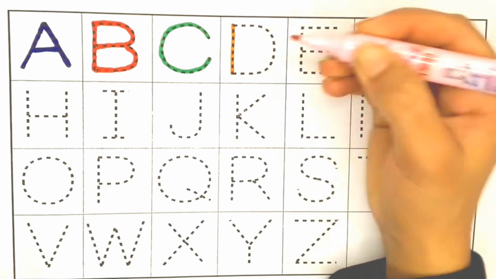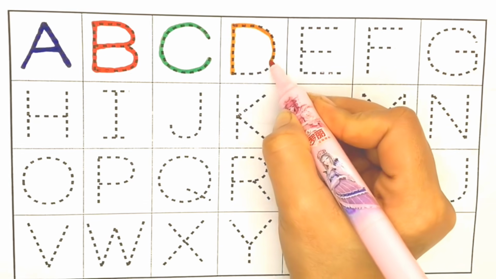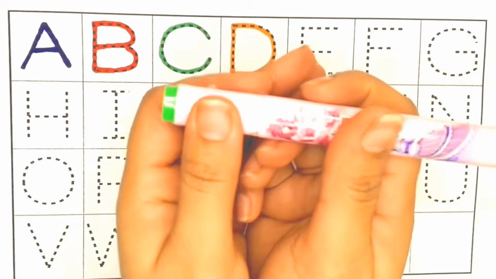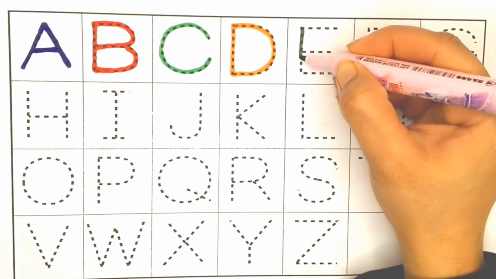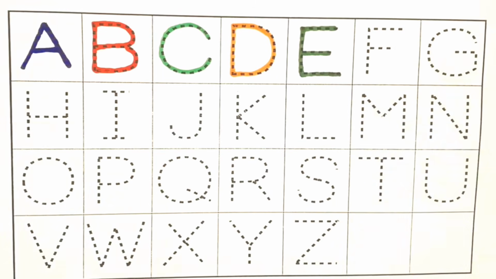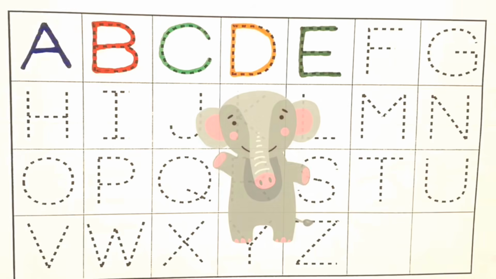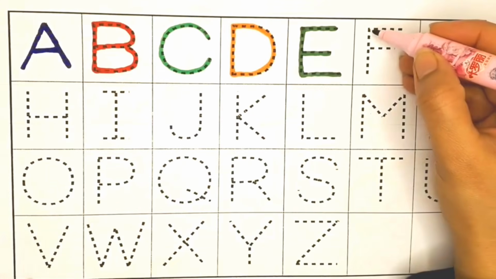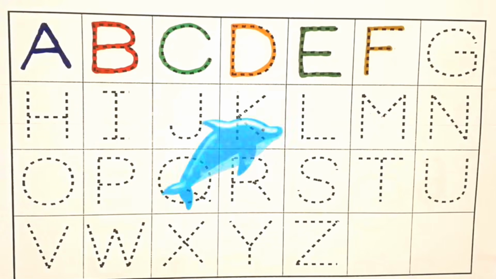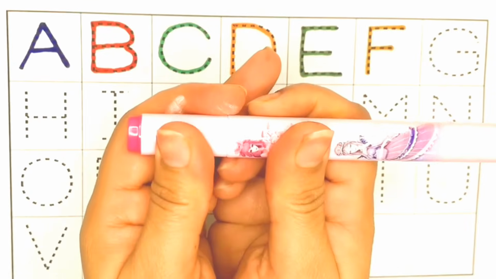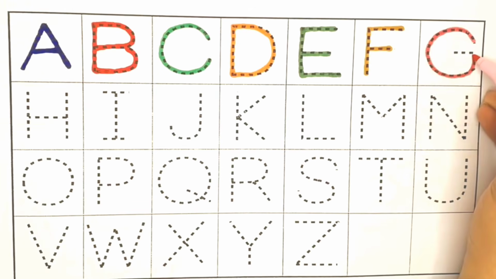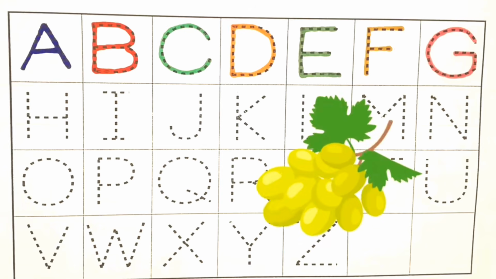D, D for diamond. E, E for elephant. F, F for fish. G, G for grapes.